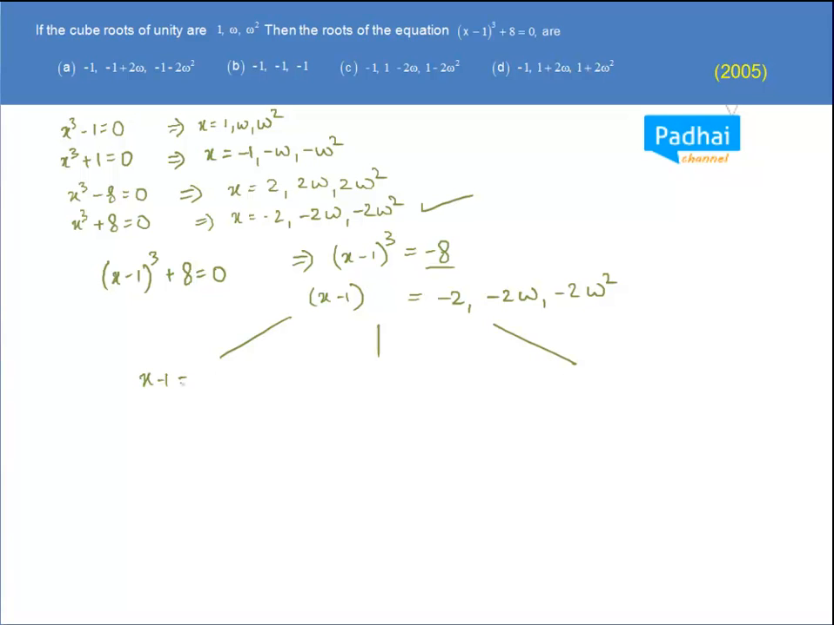This will be x minus 1 equal to minus 2, x minus 1 equal to minus 2 omega, and x minus 1 equal to minus 2 omega square. So the three roots will be x is equal to minus 1, 1 minus 2 omega, and 1 minus 2 omega square. Now just check which option says these answers, and clearly option C is giving all these three answers to you.